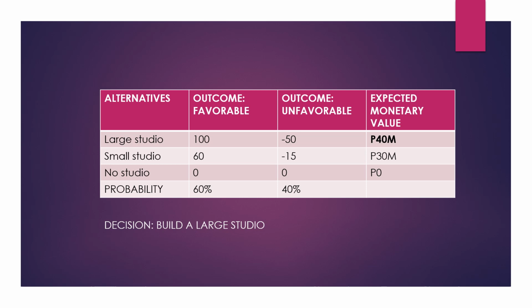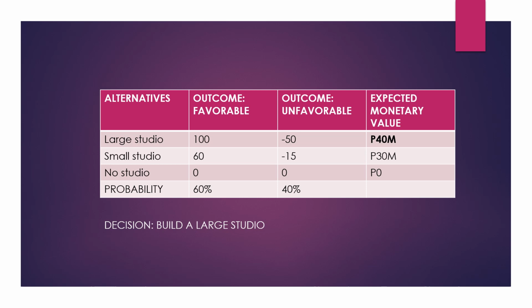For a small studio, the same procedure: 60 million times 60%, plus the 40% probability of occurring, 40% times 15 million loss. So you will get 30 million. If there is no studio, of course, it's 0 for unfavorable and 0 for favorable, so our expected monetary value is 0. As you can see, using the expected monetary value, our decision rule is to always choose the alternative with the highest expected monetary value.